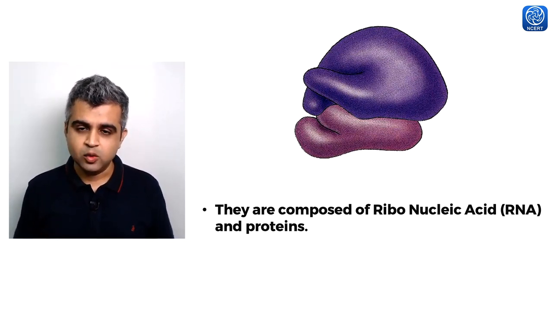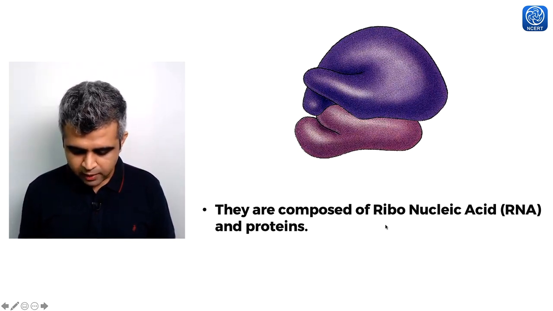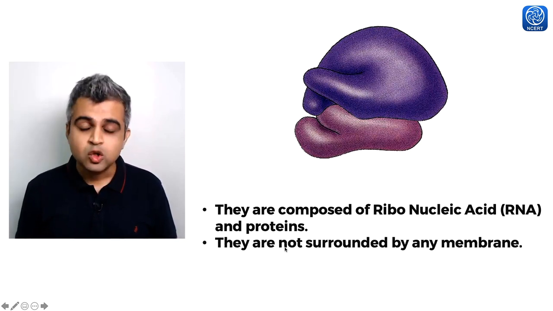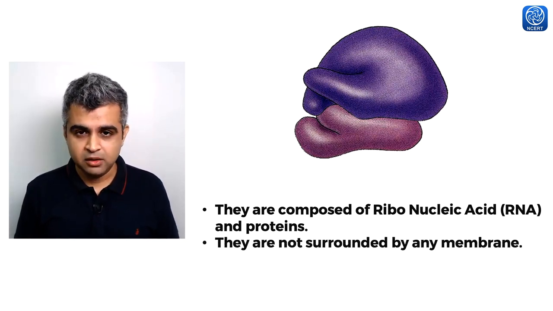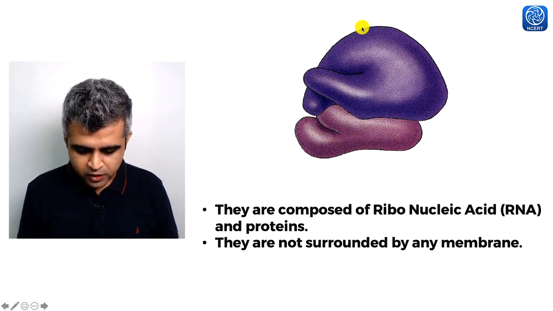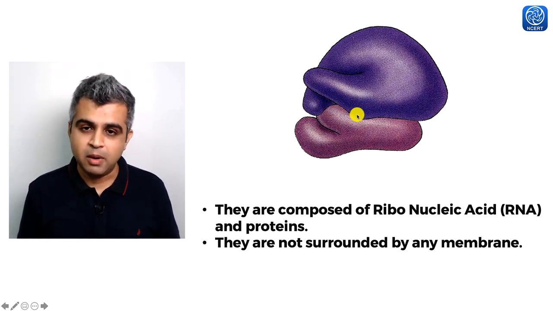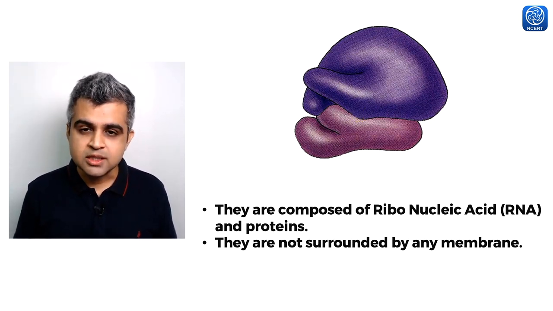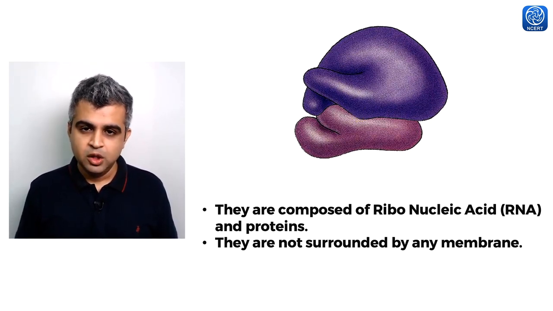Of course, along with that, there are going to be other proteins as well. So ribosomes are composed of ribonucleic acid, RNA, and proteins. They are not surrounded by any membrane. So I know that here it appears that they have a membrane, but please remember that ribosomes are without any membrane. Nucleolus is without any membrane.